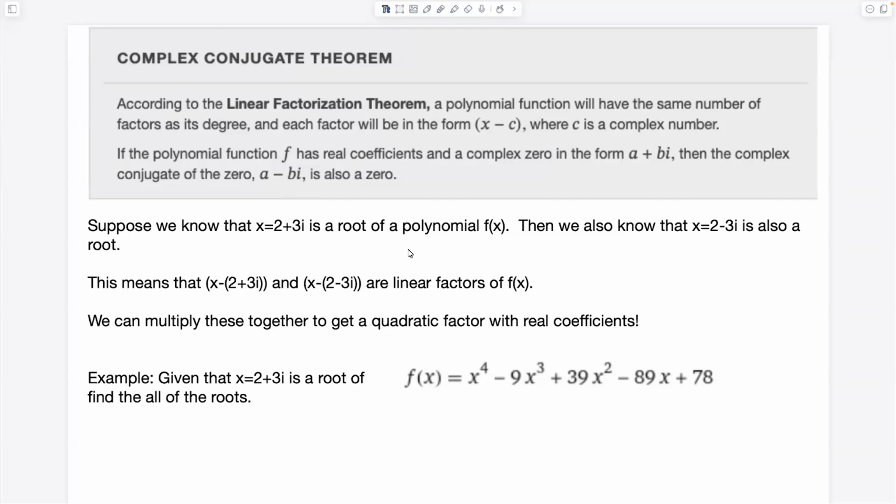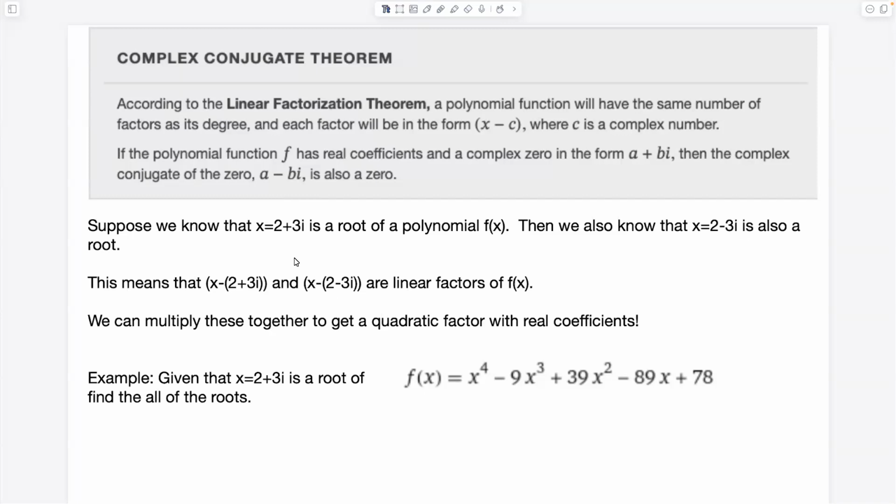So, for example, somehow we know we've got some polynomial f of x. We know 2 plus 3i is a root. Who cares how we figured that out? Then we also know that 2 minus 3i will also be a root.